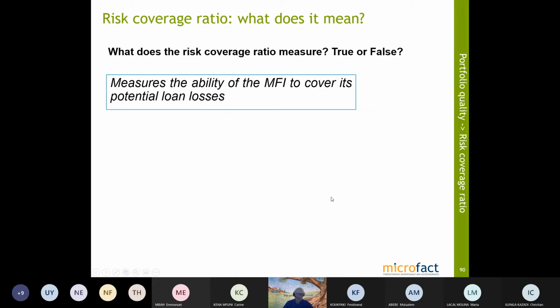Okay, so if you still have your colors available and you can open your video, thank you. So the first question, red, green, or orange. It measures the ability of the MFI to cover its potential loan losses. Is this true or false?